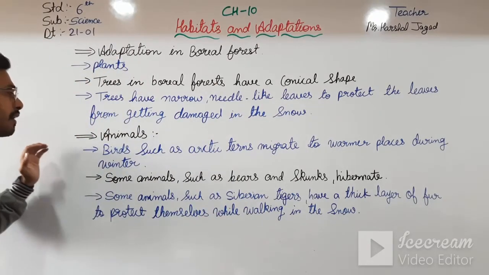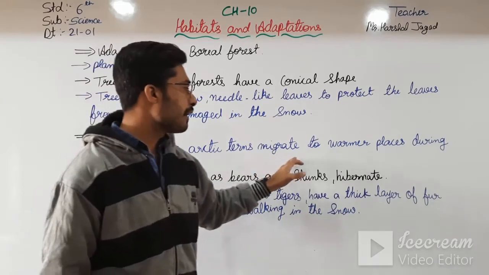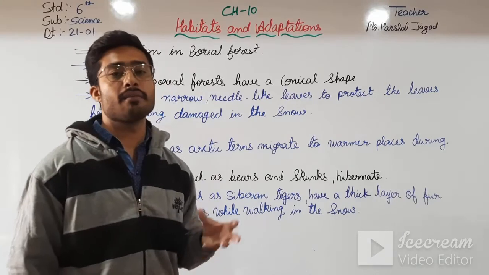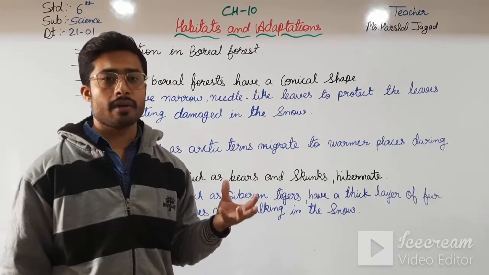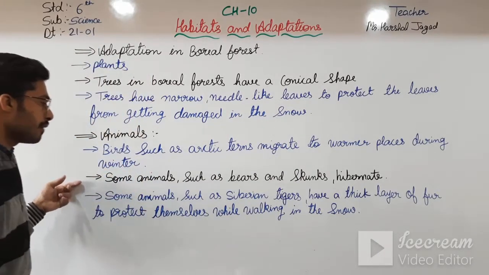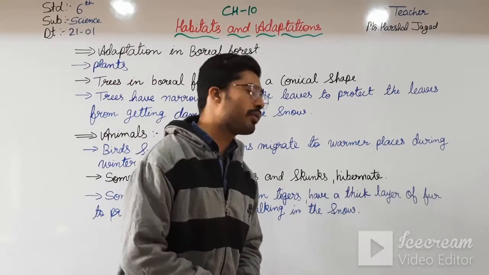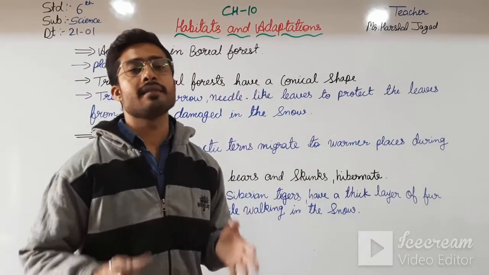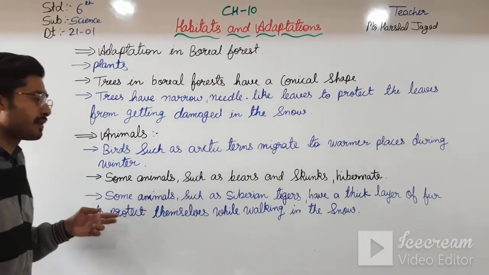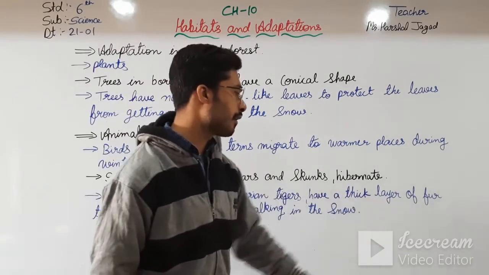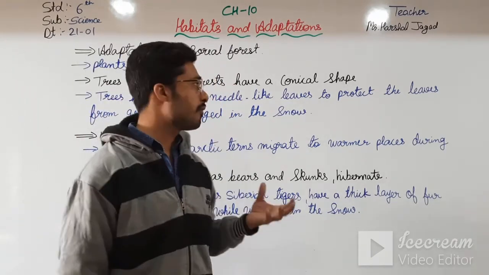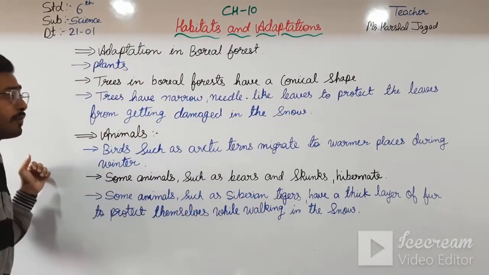And in the animals, birds such as arctic terns migrate to warmer places during the winter. It means when the winter starts, the birds will travel to warmer places, and when it is over, they will come back. Then another one, some animals such as bears and skunks hibernate, they remain inactive for the winter season. Then some animals such as Siberian tigers have a thick layer of fur to protect themselves while walking in the snow. So this was the adaptations in the boreal forest.